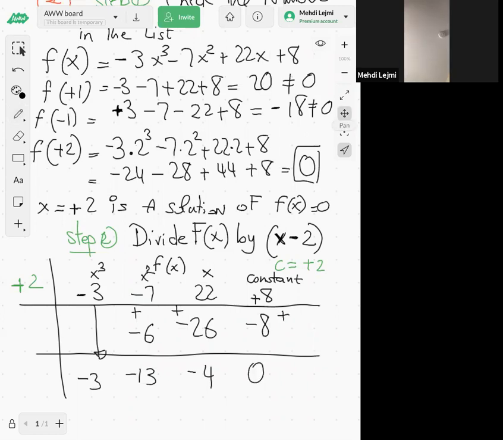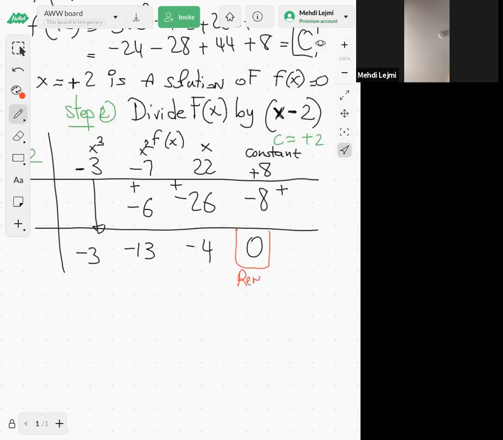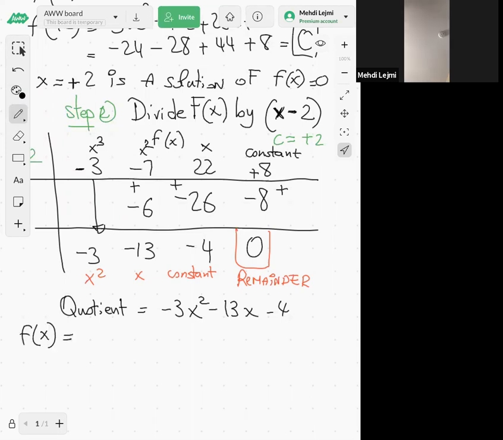So as expected, we got 0 as the remainder, right? Because positive 2 is a solution, so the remainder must be 0, right? And here's my quotient. So it's 1 degree less. All right. So then my quotient would be negative 3x squared minus 13x minus 4. And so my f of x would be my divisor, x minus 2, times my quotient, negative 3x squared minus 13x minus 4.